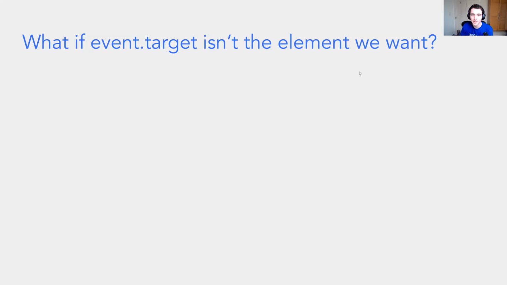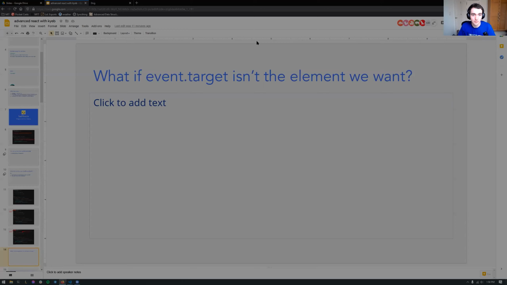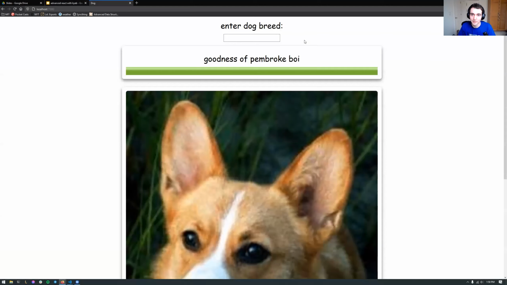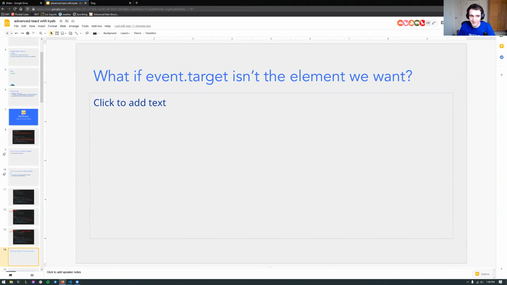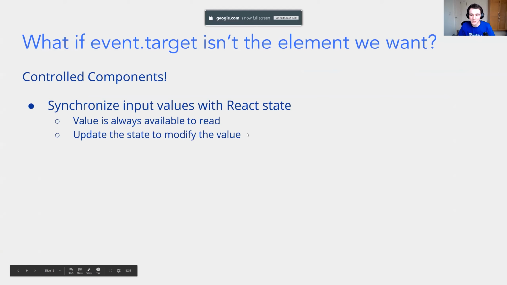Okay, so what if event.target isn't the element we want? So for example, what if we want to, on button press, submit a form? So let's say there's a button over here, then event.target, if we click on the button, will refer to the button, not to the input. So that might be a problem because event.target is referring to the wrong thing. We can use two different ways to do this here.